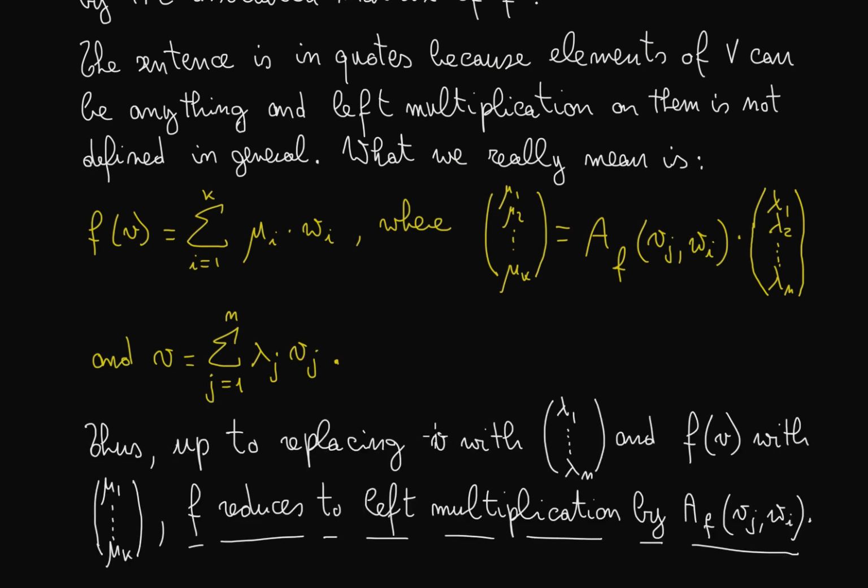Thus, up to replacing v with the lambda_j's, so we replace v with just the coefficients that express v in function of the basis of the domain, and F of v, the image of v by applying the homomorphism F, with the mu_i's, which are again the coefficients of the linear combination expressing this vector of the codomain in function of the basis of the codomain, the homomorphism F reduces just to left multiplication by the associated matrix, as shown here in this equality.